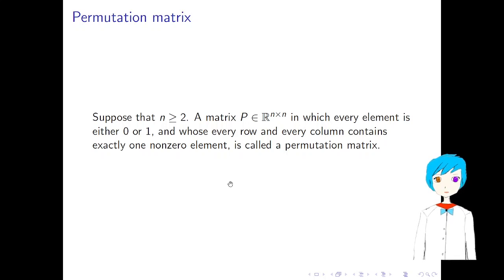A permutation matrix is a square matrix in which every element is either 0 or 1, and there is exactly one non-zero element in each row and each column. Basically, if I apply the permutation matrix to another matrix by doing the matrix product, the permutation matrix will shift the rows or columns of the other matrix.